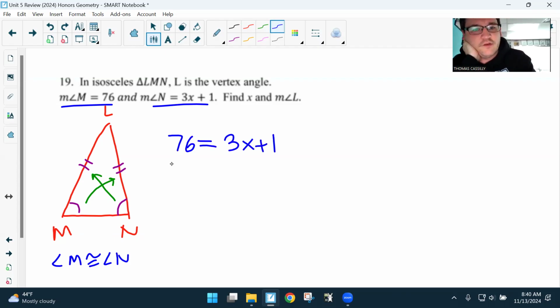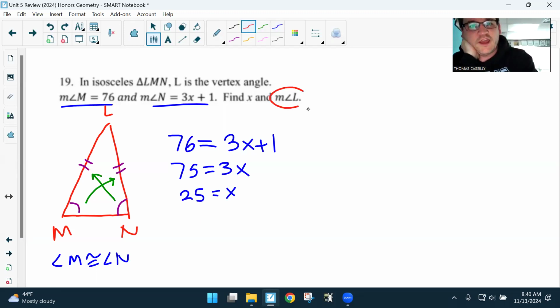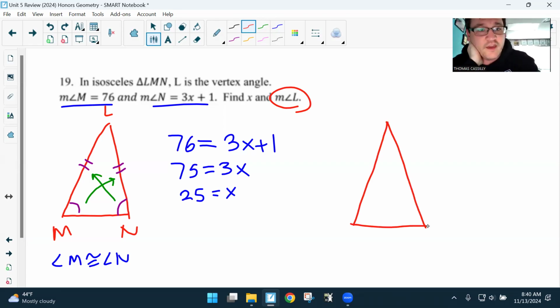And let's solve that. 75 equals 3x. Divide both sides by 3. We have x is 25. Now, we're not done, right? They want us to find x, and they want us to find the measure of angle L. So I need to go back in and figure out what these angles are.